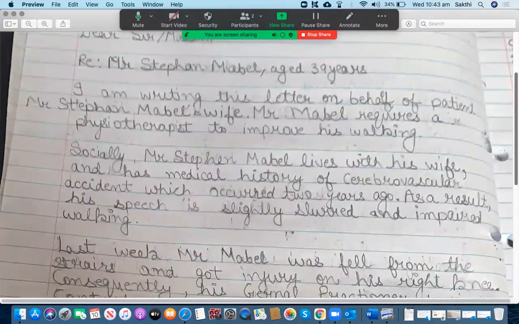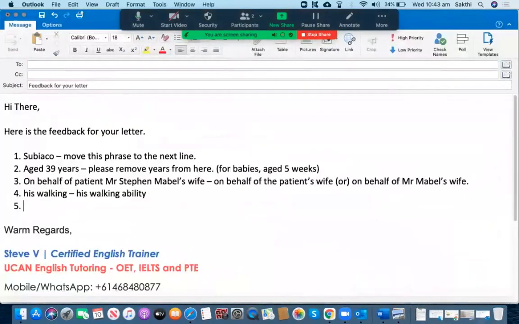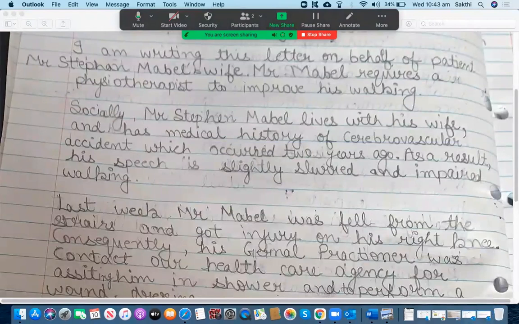Socially, Mr. Stephen Mabel lives with his wife and has medical history of cerebral. No. You have to use and has a medical history of cerebrovascular accident which occurred 2 years ago. That's all right. So socially, Mr. Stephen Mabel lives with his wife and has a medical history of, and has medical history. You should have mentioned has a medical history of, and then cerebrovascular accident, which occurred 2 years ago. That's good. As a result, his speech is slightly slurred and impaired. His speech is slightly slurred.